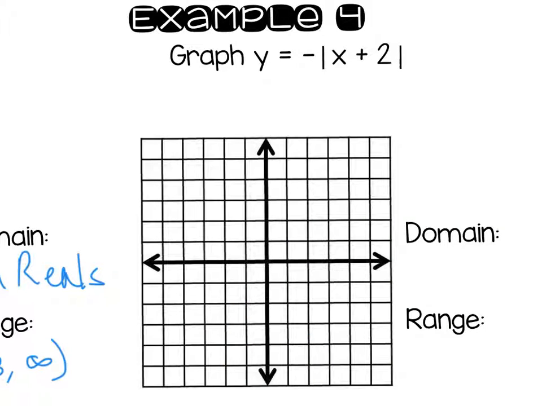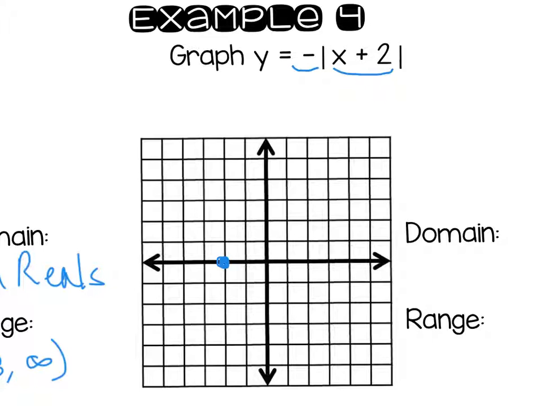In this example, we notice that our input has been added by 2. We also should note that it's been multiplied by a -1. So we're going to take our parent function and slide it to the left by 2. So our vertex is going to be here. The y didn't change, so the coordinates for y are still going to be 0.